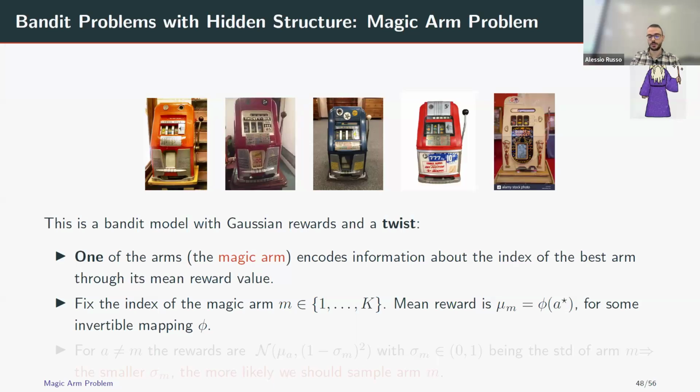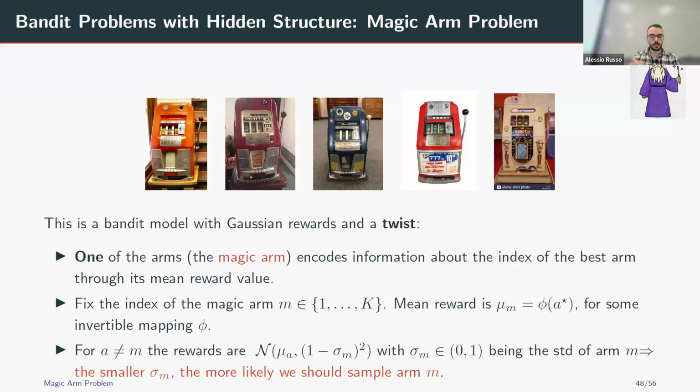The reason why we choose an invertible mapping is because we want to see if the agent is able to learn how to invert this mapping, because if it's able to do so, then it's also able to recover A star. So ideally, in the best case scenario, you should be able to recover the index of the best arm in just one sample, if it knows how to invert the mapping. And we define the rewards to be Gaussians.